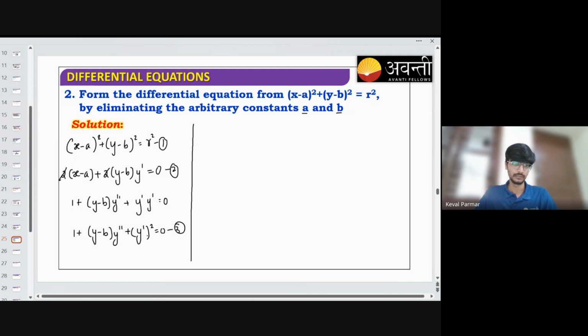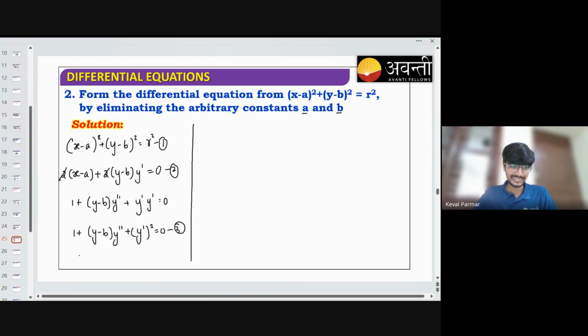Done? Very good. Okay, you got it? Shabash. Let me solve now. According to me, I think we should first use 3 and substitute in 2. It is going to be some lengthy calculations.